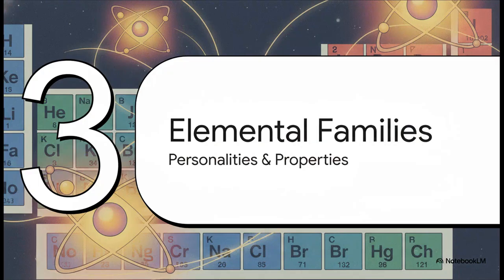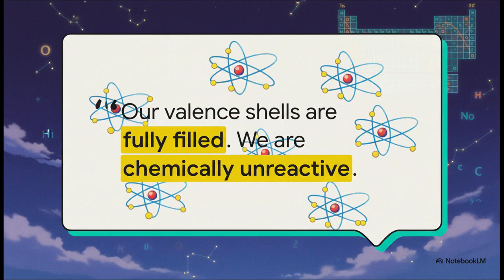All right, so now that we get the layout of the neighborhood, let's go meet some of the residents. By looking at the different groups, we can explore these unique elemental families and their very distinct chemical personalities. So let's head all the way over to the far right side, to group 18. These are the noble gases.